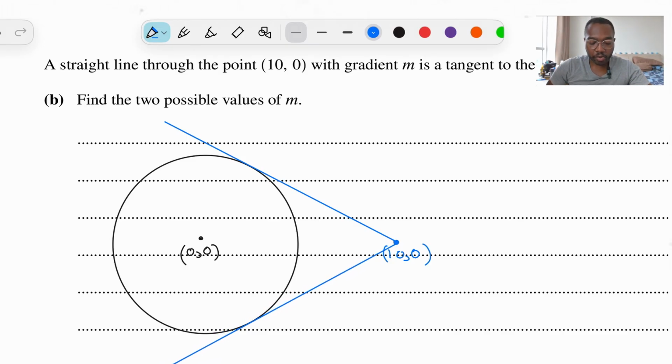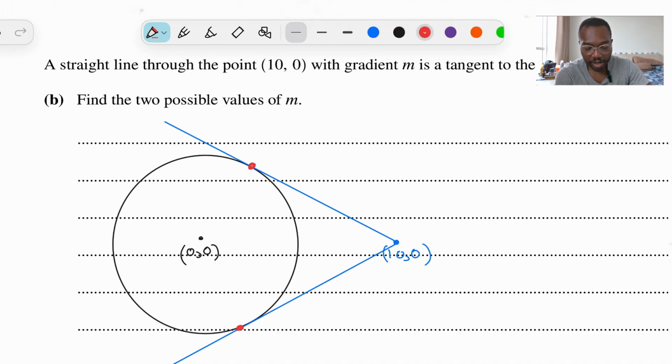Now, why do we have 2? Because it just says that a straight line through the point 10, 0 with gradient m is a tangent to the circle. Find the 2 possible values of m. Well, there are 2 straight lines which could potentially be a tangent to this circle, okay? We could have one here, and we can have one here. Whatever those gradients are, they will be the 2 possible values for m.